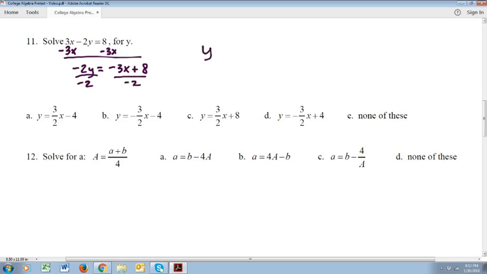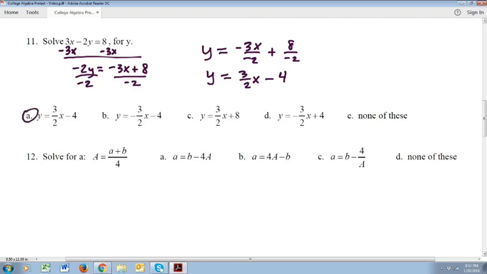So we end up with y equals, now we can break this into 2, -3x over -2 plus 8 over -2. This becomes y equals, a negative divided by a negative is a positive, so 3/2 x minus 8 over -2 is -4, and we'll write that as -4. So that one would be the first one, letter A.